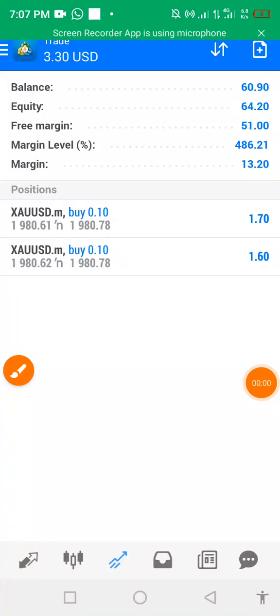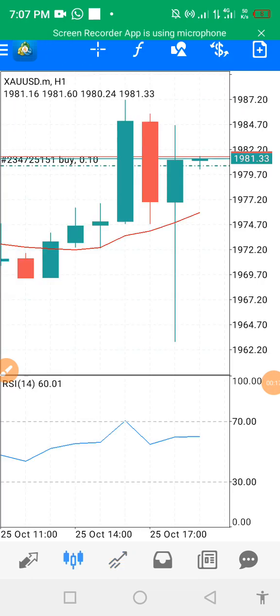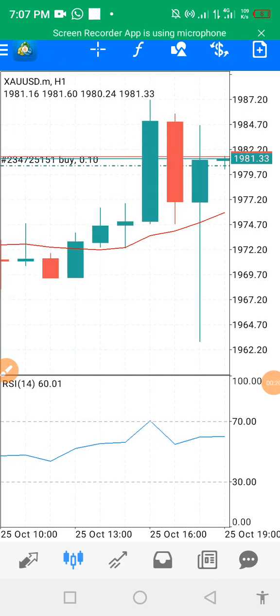Okay, trying to test the balance of $60 in this way. So as you can see, we are generating the profit like this one. Let's see the chart, the entry. You see the entry.